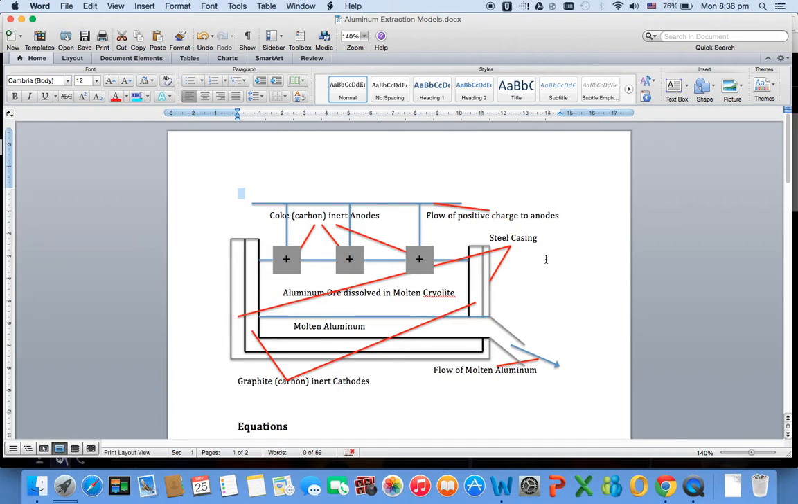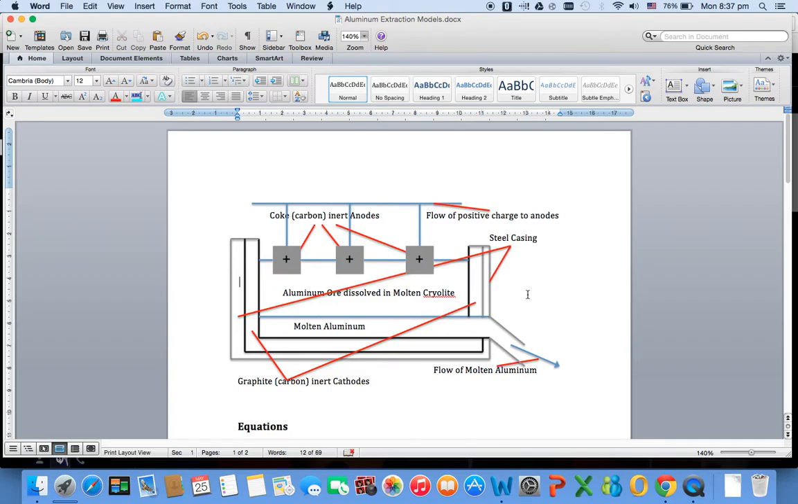This is a diagram of an aluminum oxide electrolysis tank. In the tank, we have aluminum ore, Al2O3, dissolved in molten cryolite, which is here. Because aluminum oxide has a high melting point of 2045 degrees Celsius, we dissolve it in molten cryolite, or sodium aluminum fluoride, which has a much lower melting point of 1012 degrees Celsius.